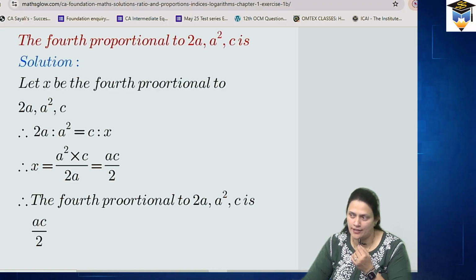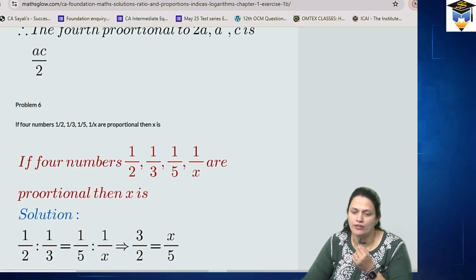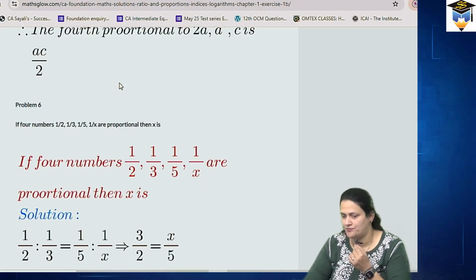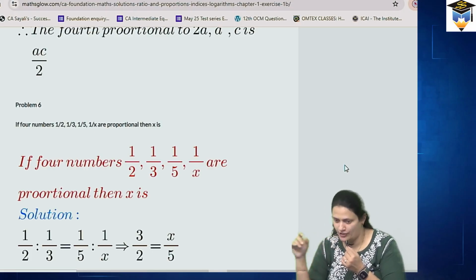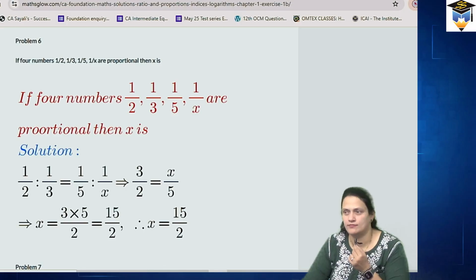Try to understand it, okay? The solutions are provided to you, but I want you to understand the sum. काही कळलं नाही तर आत्ता मला विचारायचं because I am here. You can ask. Okay, if the four numbers 1 by 2, 1 by 3, 1 by 5 and 1 by x are proportional, then what is the value of x? So 1 upon 2, you're going to tell me the answer. 15 upon 2. Okay, very good.